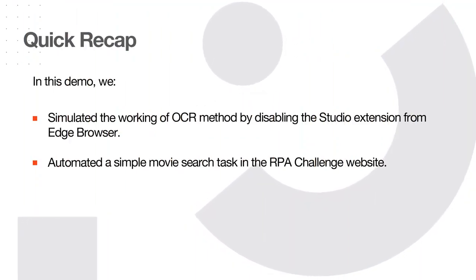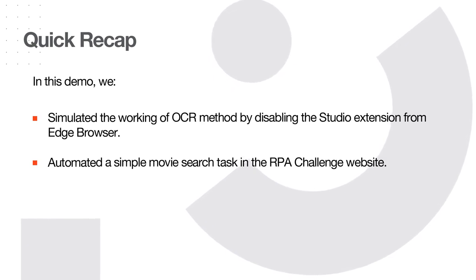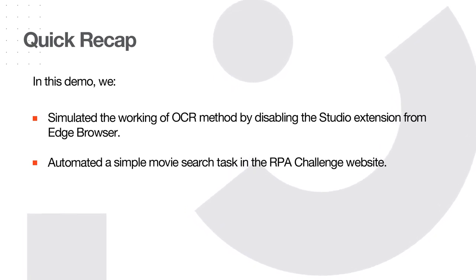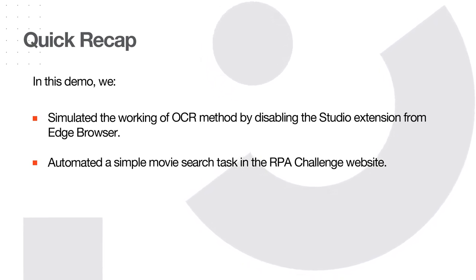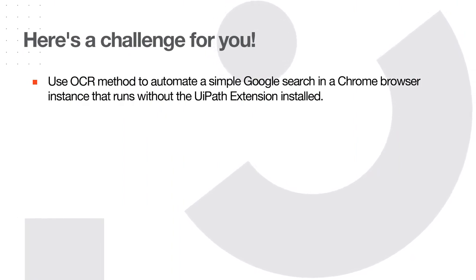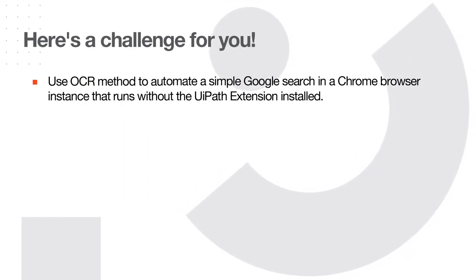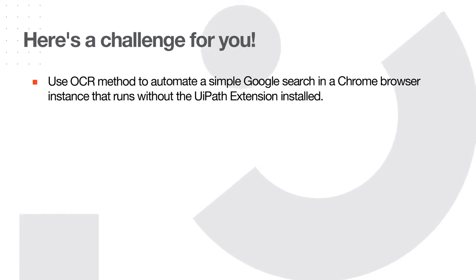That was all for this demo. We simulated the working of OCR method by disabling the Studio extension from the Edge browser and automated a simple movie search task in the RPA Challenge website. Try to use the OCR method to automate a simple Google search in a Chrome browser instance that runs without the UiPath extension installed.